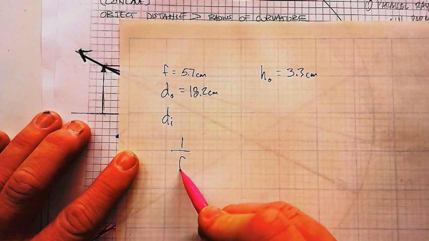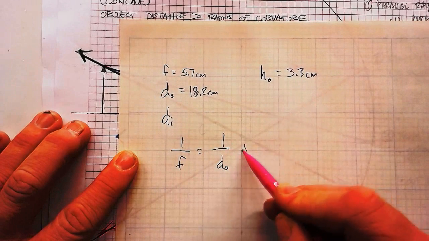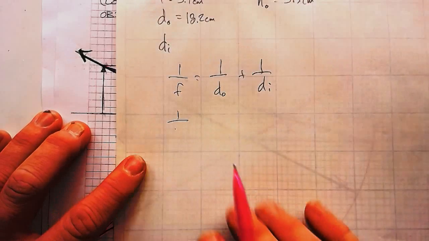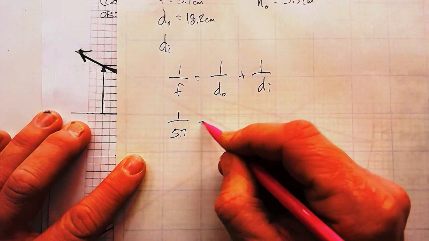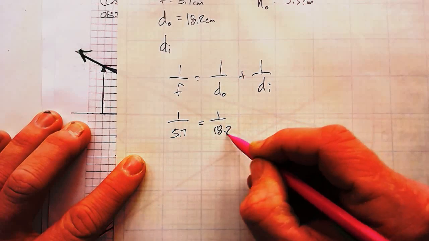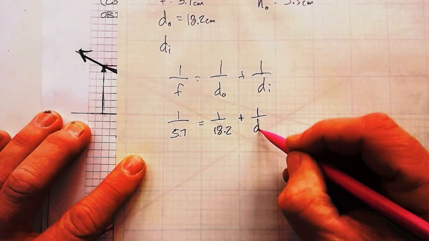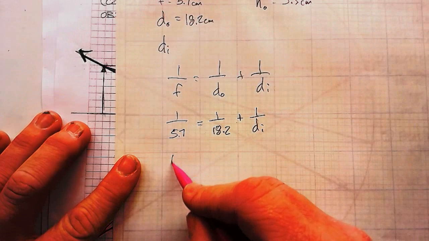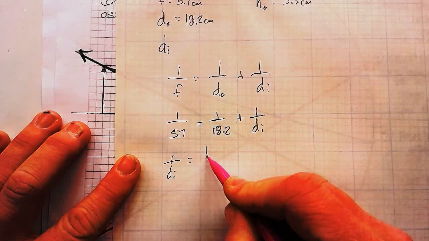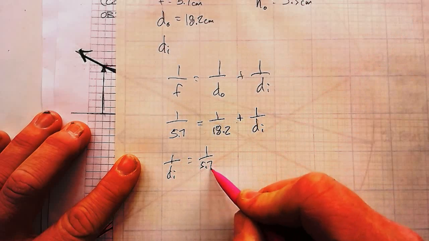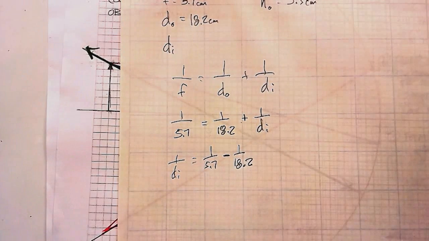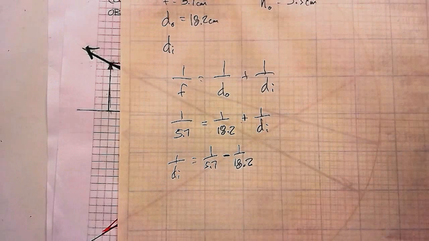Well, we know that 1 over the focal length is equal to 1 over the object distance plus 1 over the image distance. So I have 1 over 5.7 equals 1 over 18.2 plus 1 over the image distance. And so 1 over that image distance is going to be 1 over 5.7 minus 1 over 18.2. This is where I would break out my calculator.